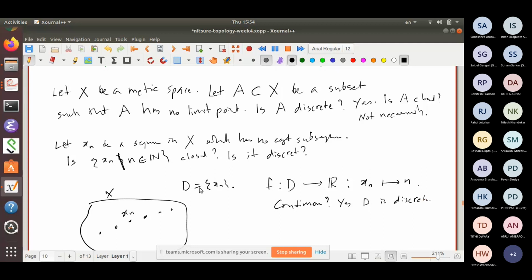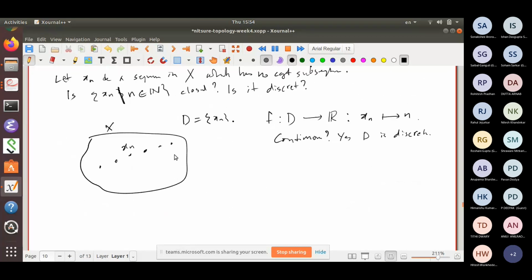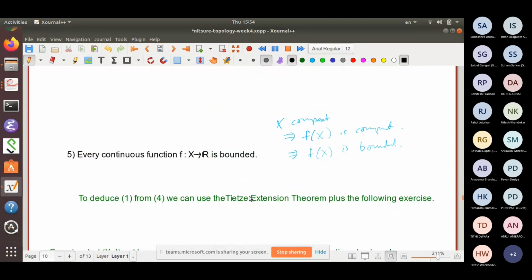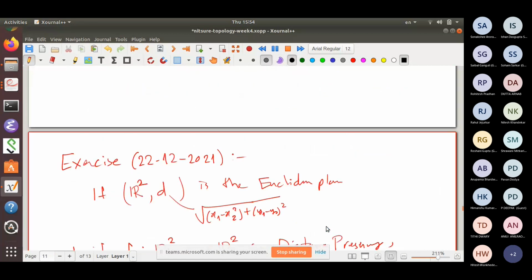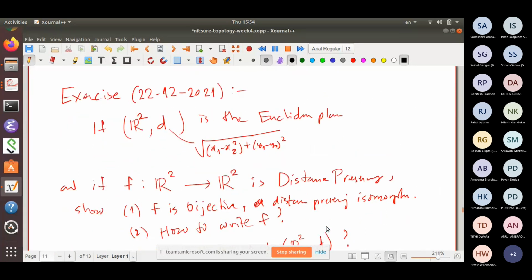The Tietze extension theorem says that this map you can extend to a map on all of X. And once you extend it on all of X, I have a continuous map on X, which restricts to this map on this closed set, and which is not bounded because it's taking every possible natural number value. So that's why this is equivalent to the earlier one, modulo the Tietze extension theorem, that we will do.